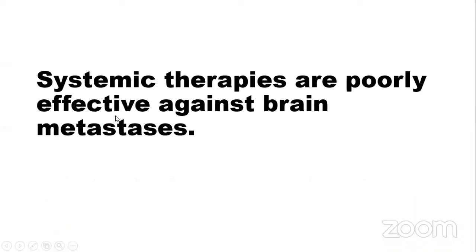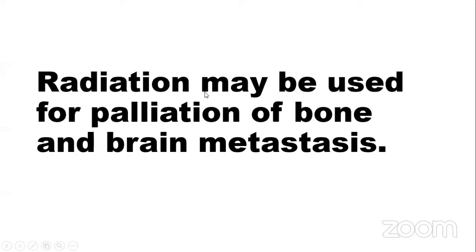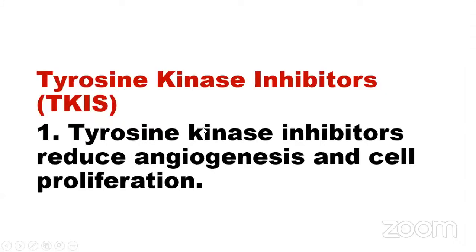Systemic therapies are poorly effective against brain mets. Brain metastasis might be treated with radiation or surgical resection, especially if symptomatic or growing. So if the patient has symptoms or growth, it's better to do resection for the secondary brain RCC. Radiation may be used for palliation of bone and brain mets.